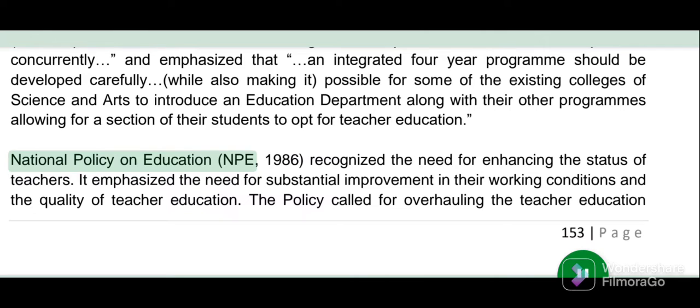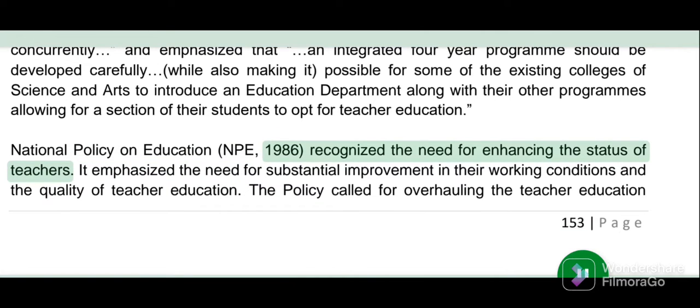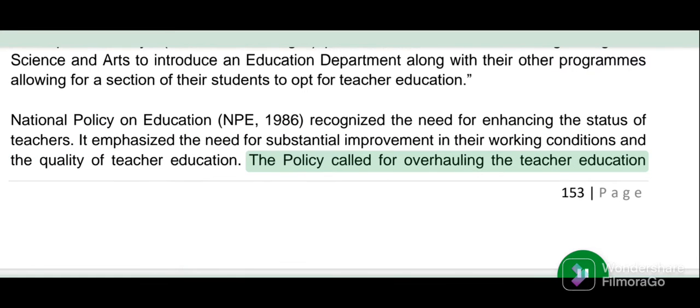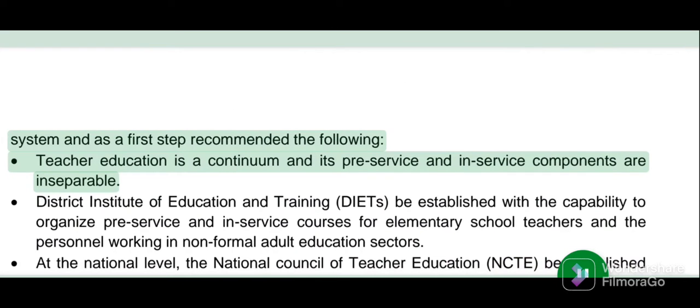National Policy on Education (NPE) 1986 recognized the need for enhancing the status of teachers. It emphasized the need for substantial improvement in their working conditions and the quality of teacher education. The policy called for overhauling the teacher education system and as a first step recommended the following: teacher education as a continuum, in which its pre-service and in-service components are inseparable.